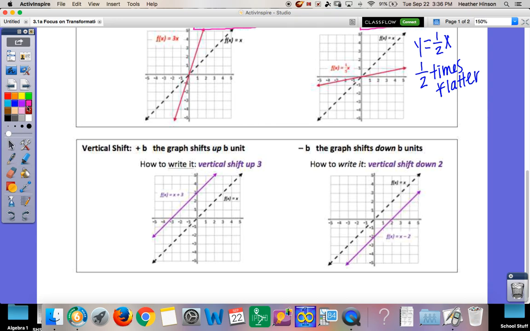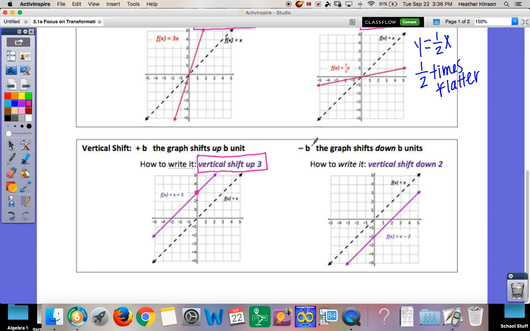Okay. So if you're looking at your b, which is your y-intercept, these are going to be your vertical shifts. It's going to move your y-intercept up or down the y-axis. So if it's plus b, plus is going to move up. So if we have x plus 3 like this one, instead of starting at 0, we're going to go up 3 spots and start at (0, 3). How we write it is a vertical shift up 3. Vertical is your up and down, and then it's shifting your y-intercept up 3 spots.